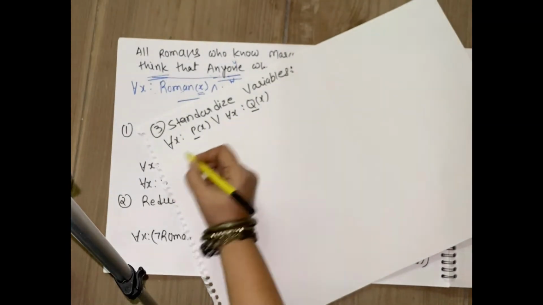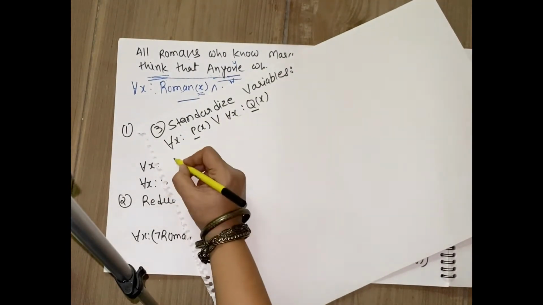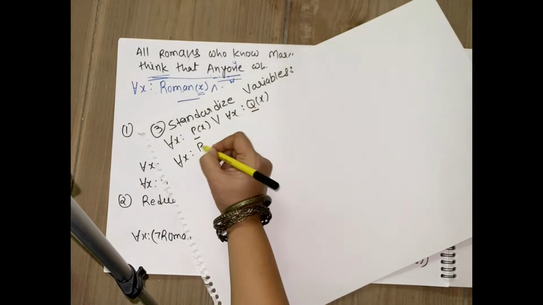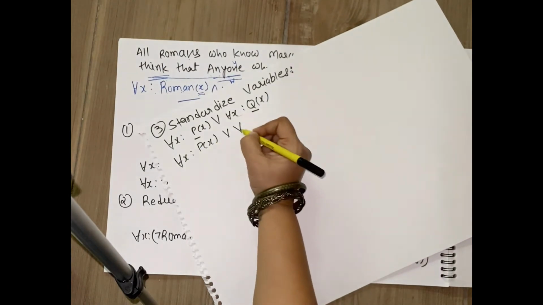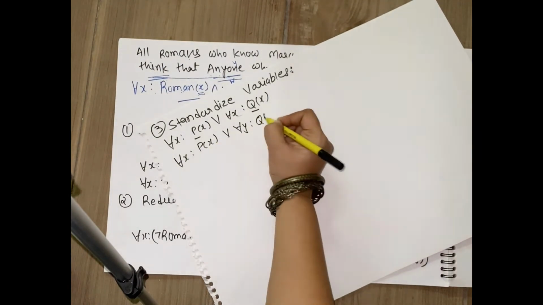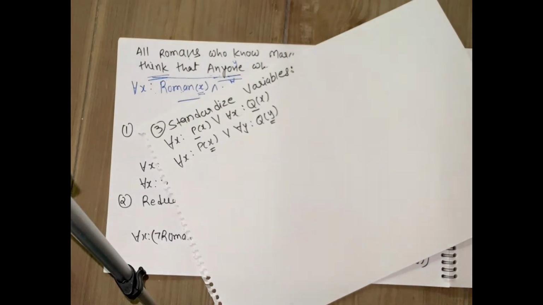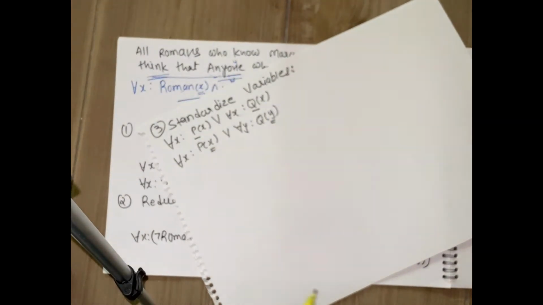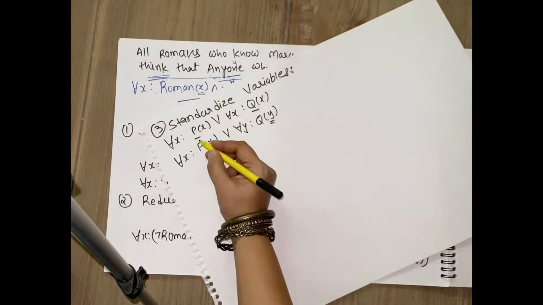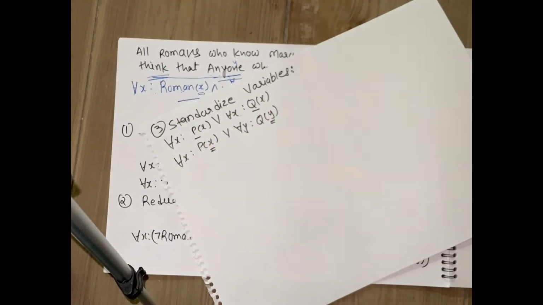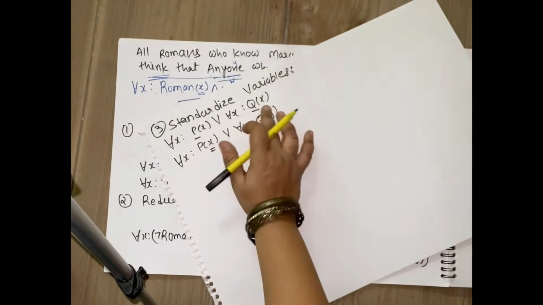So you are creating confusion, ambiguity, which should not be done. What can be done to eliminate the ambiguity? You should write it like for all x, P(x), or for all y, Q(y). As now you have two separate variables, there won't be any ambiguity. So standardize variables for all the different predicates which are not related with each other.